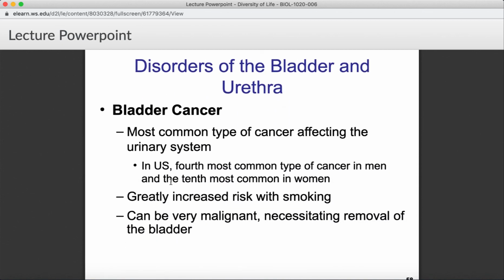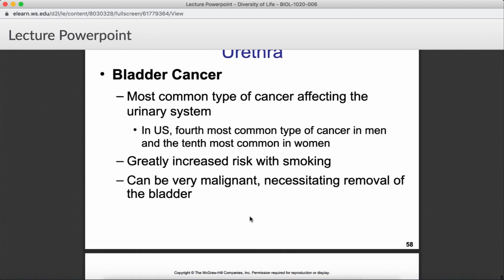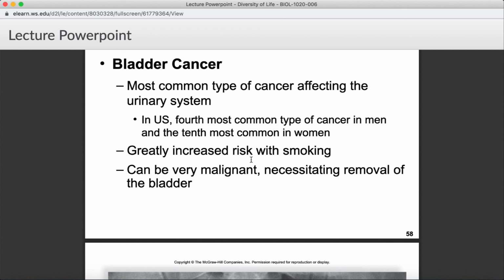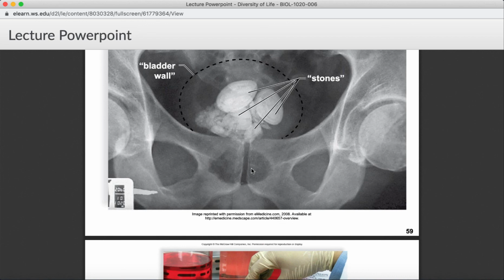Bladder cancer, the most common type of cancer affecting the urinary system. 4th most common type of cancer in men, 10th most common in women. Greatly increased with smoking, as with most cancers. Can be very malignant, necessitating the removal of the bladder. So here we have the bladder wall. They just marked it on this x-ray here, because x-rays are not great with defining soft tissue. But then here's all of these stones contained within the bladder.